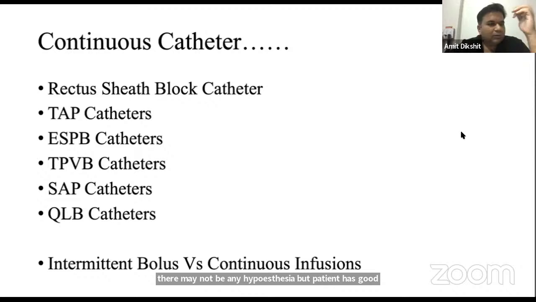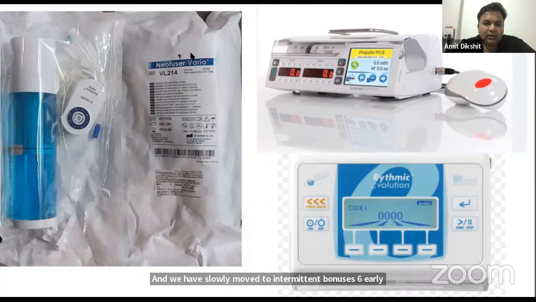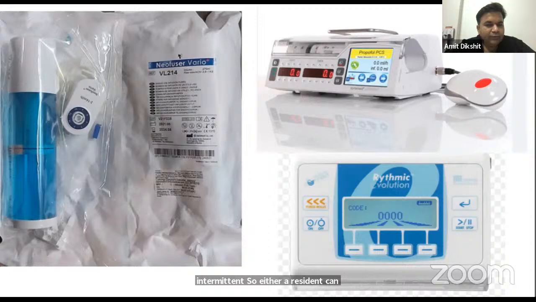I'm not touching upon the continuous catheter aspect, but we have used rectus sheath catheters, TAP catheters, ESP catheters, paravertebral catheters, SAP catheters, QLB catheters, and we have slowly moved to intermittent boluses, 6-hourly or 8-hourly. In our department, we have this neofuser pump, multi-rate, then PCA pump, and more recently, we also have programmed intermittent boluses. So either a resident can give a bolus of around 0.2% ropivacaine 6 or 8 hourly, 3 times a day, or you can set it with the help of this type of pump. So we have this pump in our department.